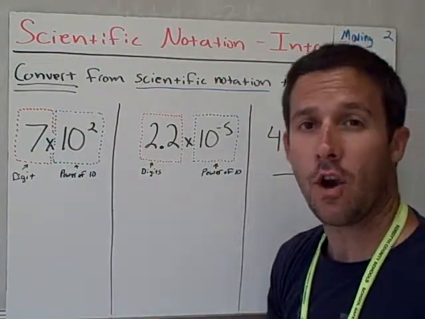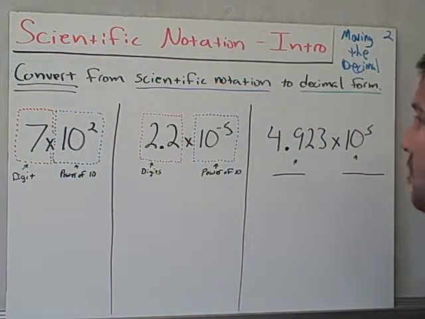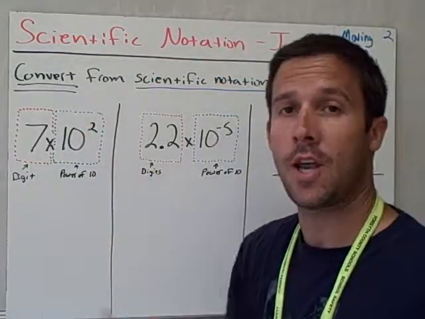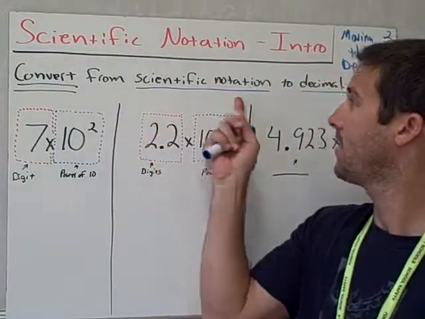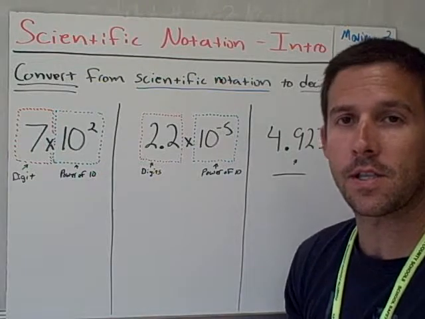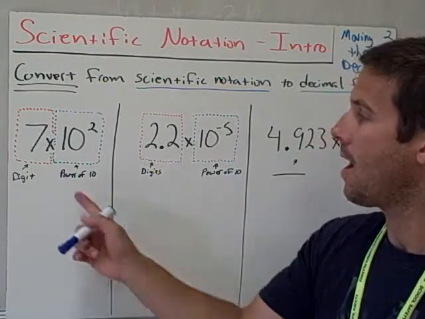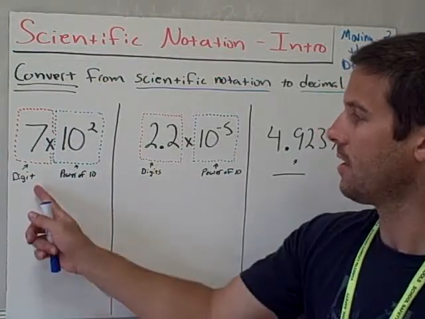All right, again, just moving the decimal. We're actually going to start doing this right now. I'm going to ask you or tell you to convert, which means change, from scientific notation to decimal form. Decimal form is just the numbers that we use all the time, whether or not they have a decimal in it. But we'll see.